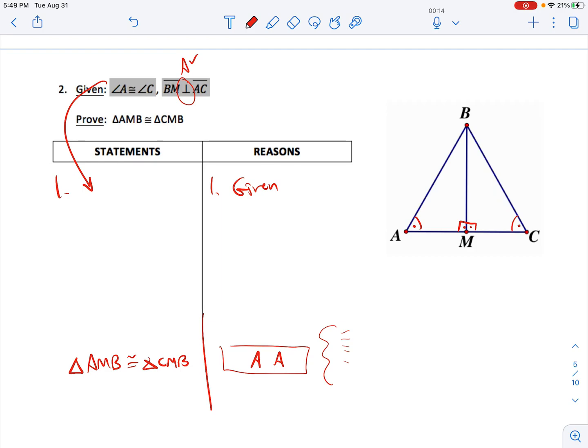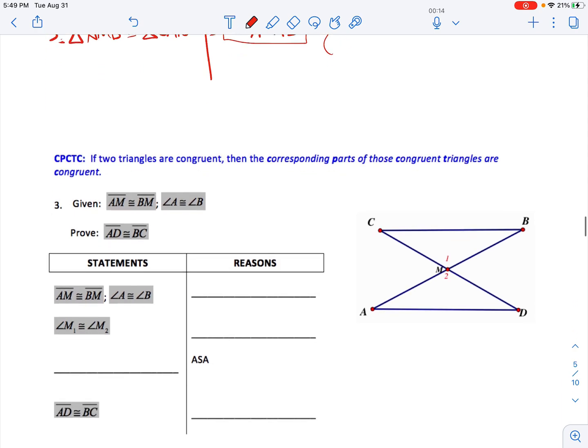So it's either angle, angle, side. In this whole diagram, I'm looking to see, is there some other side that might be congruent? And yeah, of course, it's this thing right here. So that would be angle, angle, side. If I say that MB is congruent to itself by reflexive, then I'm done. We've got everything there. Everything's marked.